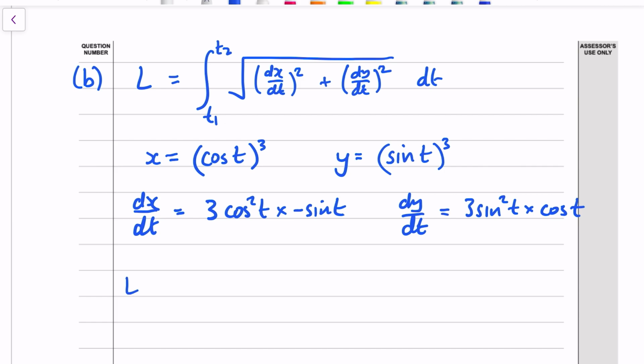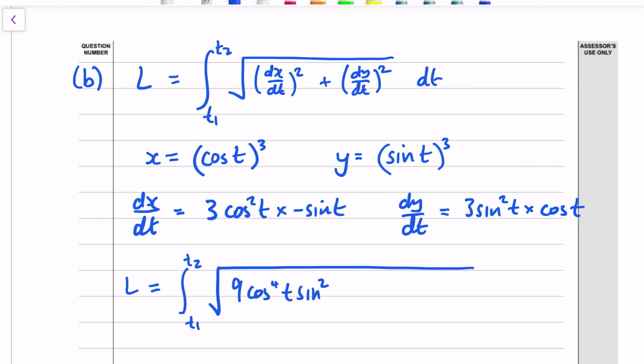So the length becomes the integral from t1 to t2. I'm going to still deal with these limits later. The square root of the first thing squared, which is 9 cosine to the 4 t sine squared t. The minus cancels because we've got minus times minus. And then the second term is 9 sine to the 4 t. I keep writing the t up in the power. What am I doing?